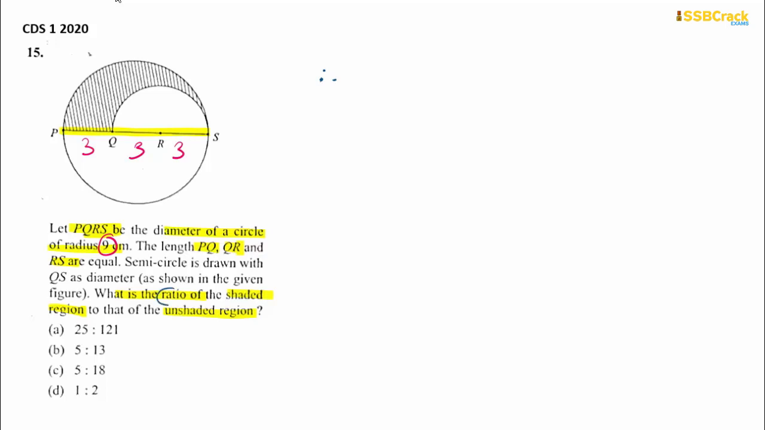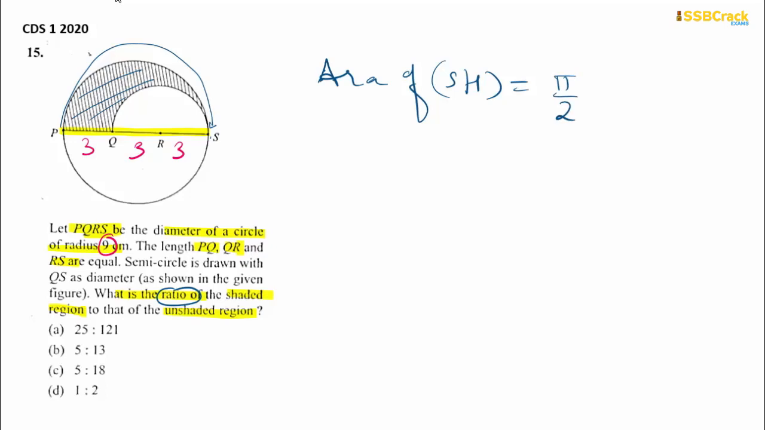Then you can go for finding the ratio. Now this shaded region that is given, which is a part of the semicircle PS from which you are removing the semicircle QS to get its required area. So area of shaded region I would write here, it has to be the area of semicircle PS by the formula of area of semicircle, pi r square by 2.